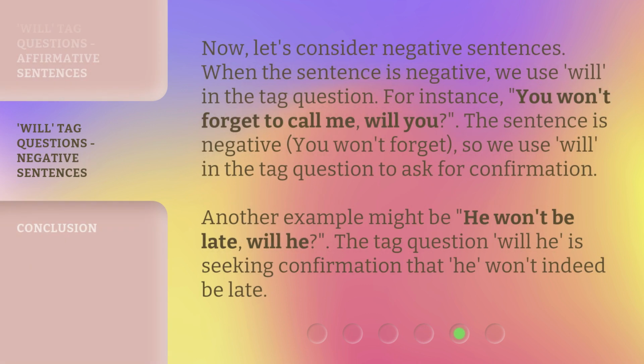Now, let's consider negative sentences. When the sentence is negative, we use will in the tag question. For instance, you won't forget to call me, will you? The sentence is negative, you won't forget, so we use will in the tag question to ask for confirmation. Another example might be, he won't be late, will he? The tag question, will he, is seeking confirmation that he won't indeed be late.